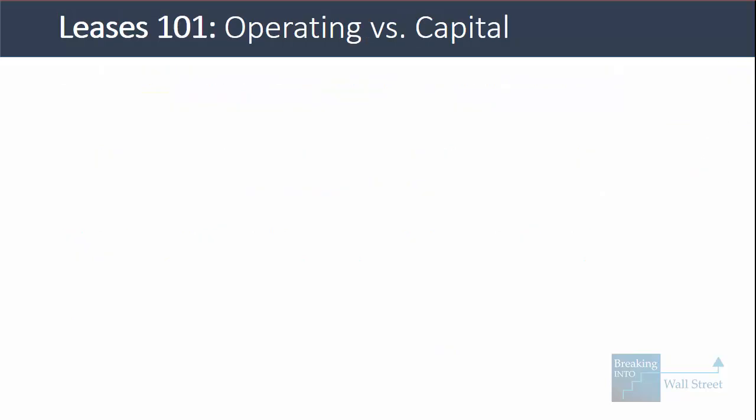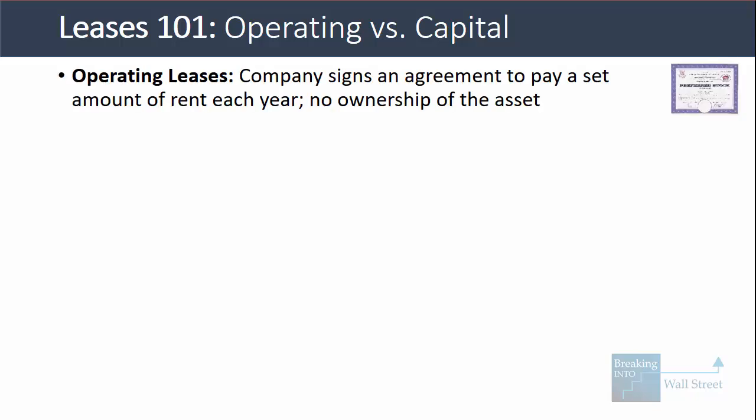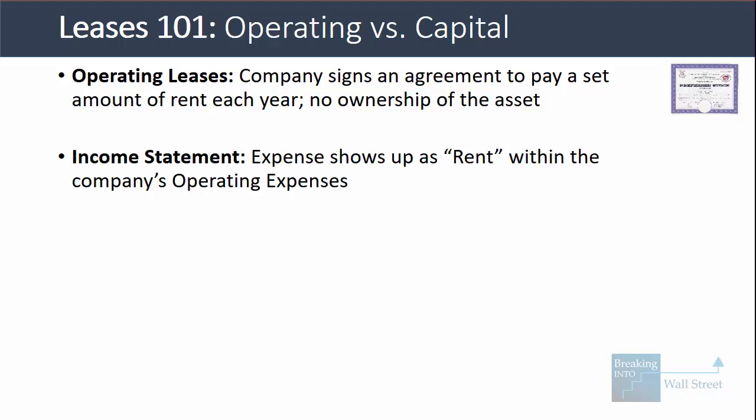So let's step back for a second and just go over the difference between operating and capital leases first, and then we'll explain some of the issues that come up when you attempt to use different treatment for capital leases. With an operating lease, the company signs an agreement to pay a set amount of rent each year, and there's no ownership of the asset. So on the income statement, all that happens is there is a simple expense called rent or annual rental expense within the company's operating expenses.